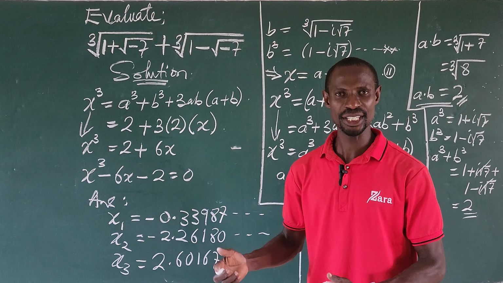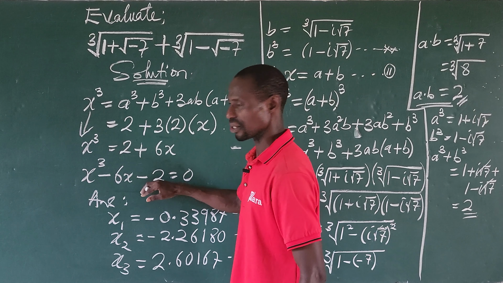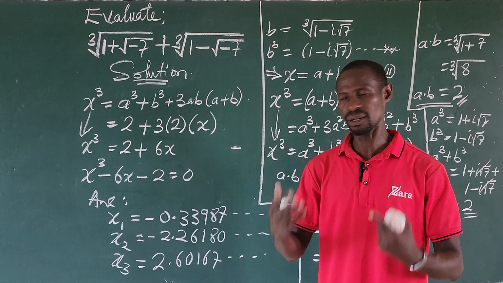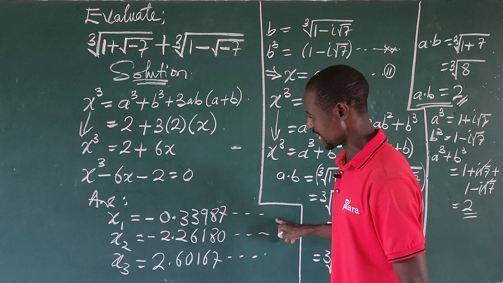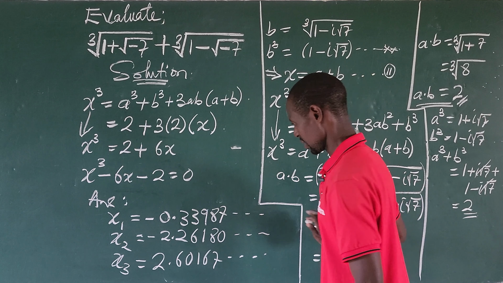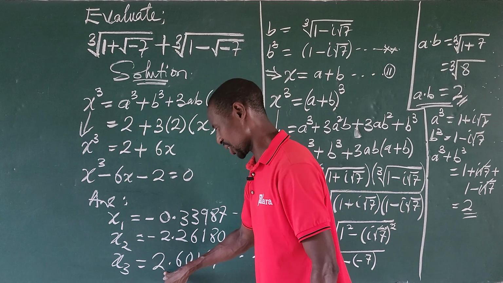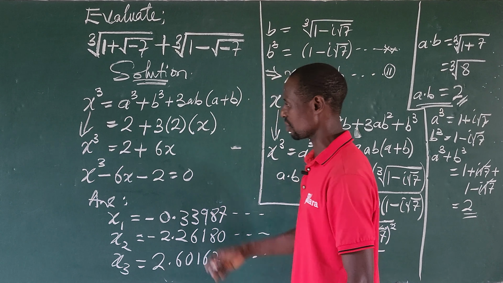From the graph, the 3 points where this expression will give us 3 distinct real roots are x1 equal to minus 0.33987, then x2 equal to minus 2.26180, then x3 is equal to 2.60167. So this is the only positive number among the 3 cubic roots to this expression. So evaluating this technical radical equation without the use of the calculator gives you these answers here.